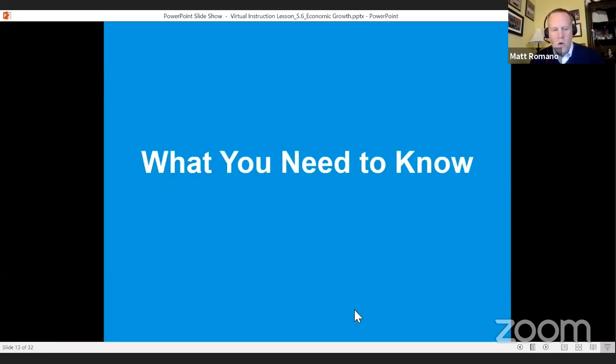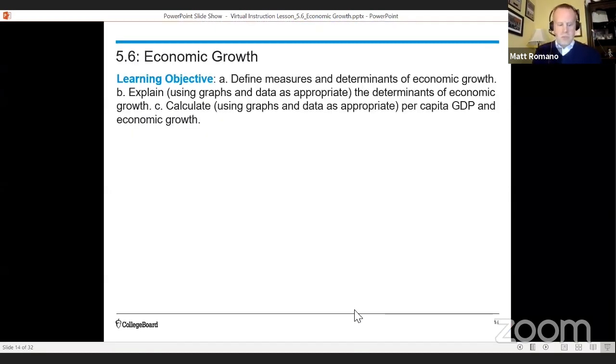So what do you need to know in order to really fully comprehend what economic growth is and how it can be applied, and for that matter, how it's applied in the AP macro exam? What do you need to know? Let's go back to those learning objectives. We're going to cover A and B here in this section, and then when we get to the guided practice portion, we're going to practice a little bit of the calculations of per capita GDP and economic growth. But first, let's talk about measuring economic growth and the determinants of economic growth.